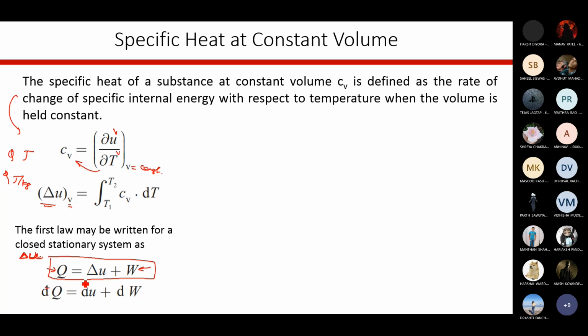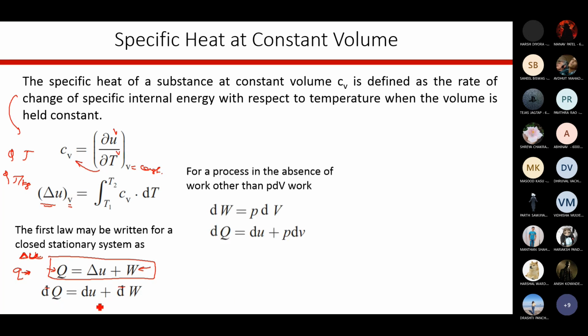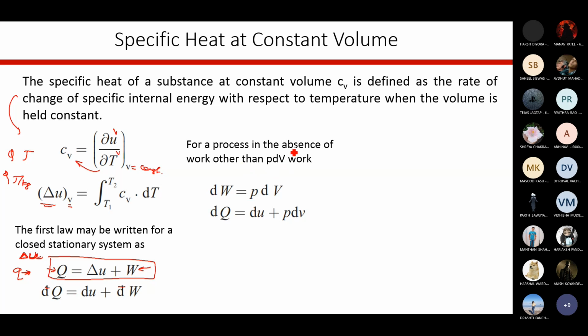Otherwise you can write small q also, but that is not used widely in the thermodynamics course. So let it be Q only. You should remember this is in kilojoule per kg or joule per kg, right? In differential form, you will write this equation: dq is du plus dW. Now, for a process in the absence of work other than PdV work, we are going to replace dW by PdV. So dq is equal to du plus PdV.